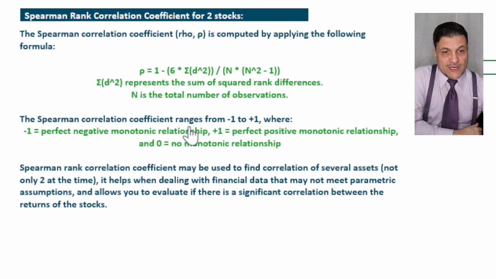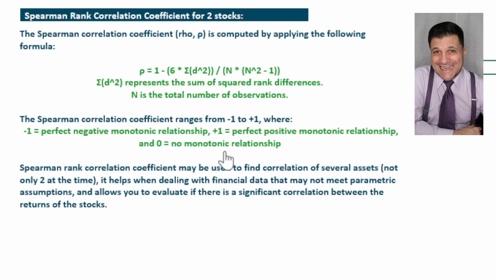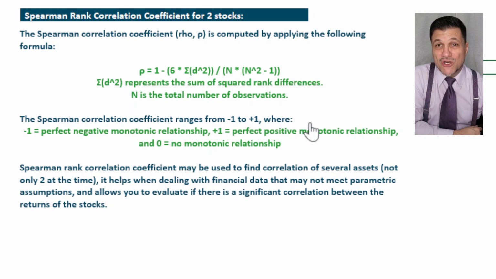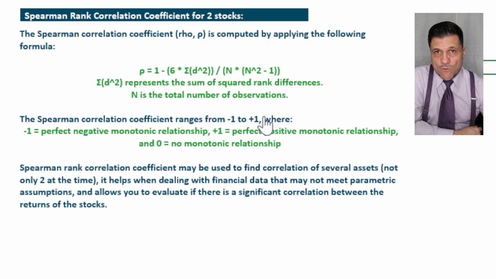The Spearman correlation coefficient ranges from -1 to +1. -1 is perfect negative correlation, +1 is perfect positive correlation. 0 indicates no monotonic relationship, just in case those words appear there. The word monotonic, negative monotonic, positive monotonic, is a typical word related to the non-parametric test for correlation.